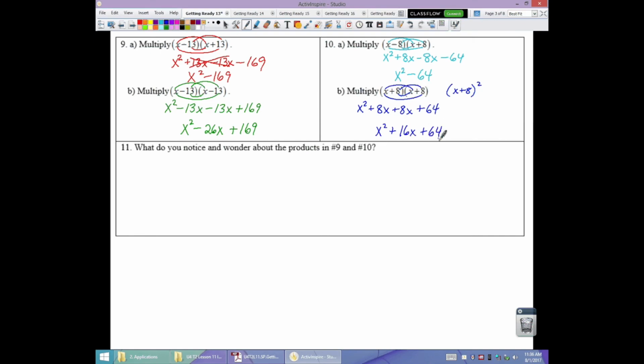So what we see here, and you can put this in your own words in number 11, when you have one of each sign, it's the difference of two squares. So it results in a binomial that is always a subtraction sign in between the two terms. For both part B's there, we have perfect square trinomials that result from squaring a binomial.